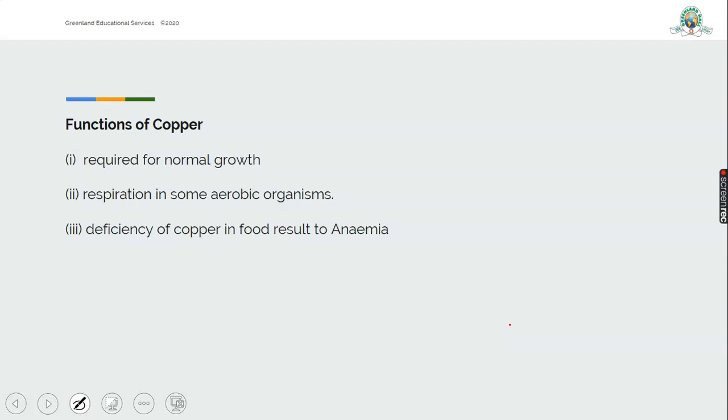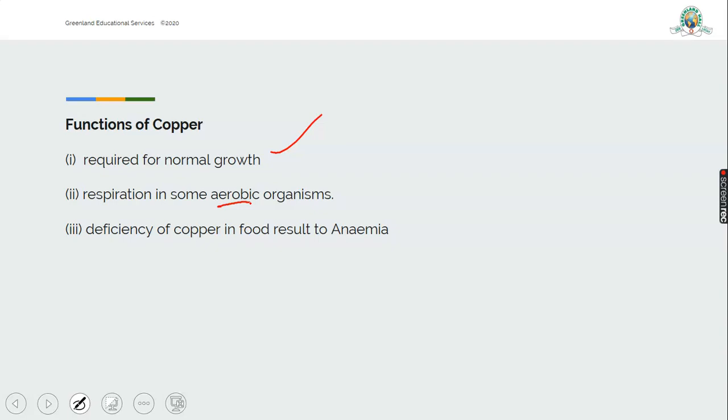Copper is another vitamin that is very, very important in our meal. Copper is required for normal growth, for respiration in aerobic organisms.